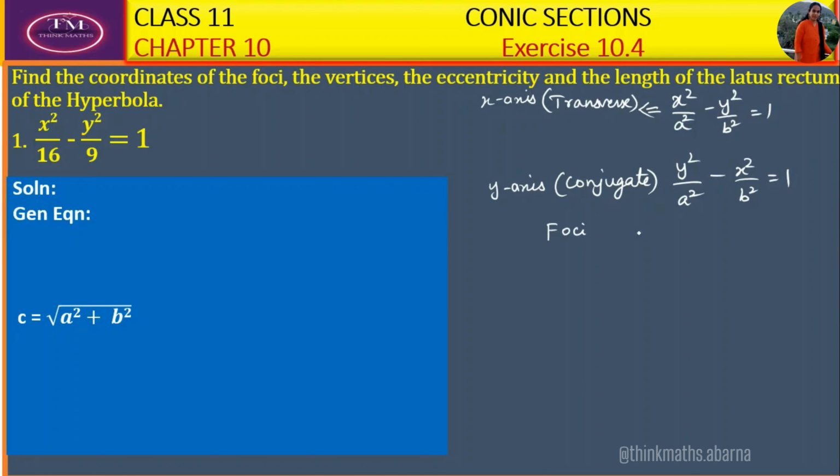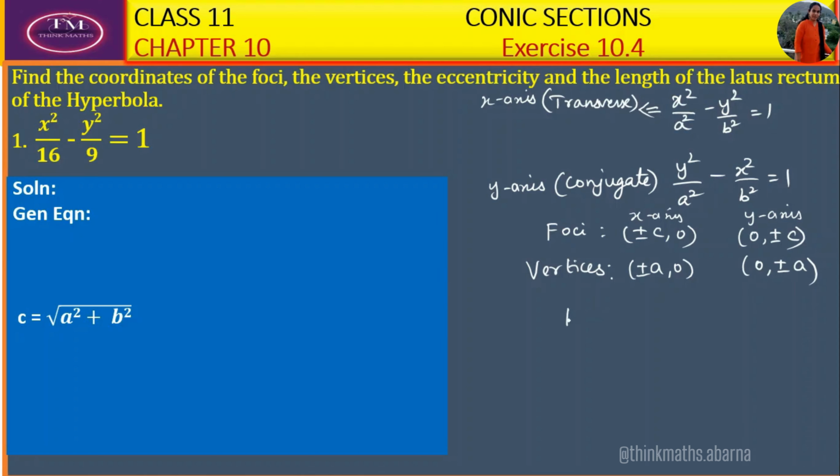So according to this, we have to define the foci and vertices. Foci: if it is on the x-axis, the foci will be plus or minus c comma 0. If the transverse axis is the y-axis, then foci will be 0 comma plus or minus c. In the same way, vertices: if the transverse axis is the x-axis, vertices are plus or minus a comma 0. And if it is the y-axis, vertices are 0 comma plus or minus a.